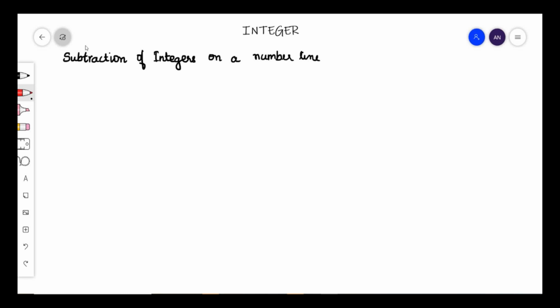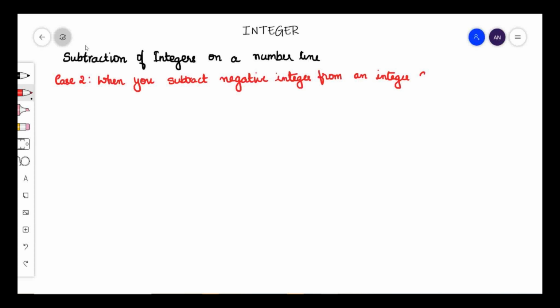Okay, let us now see case 2. Case 2 is when you subtract a negative integer from any integer: always move to your right. Okay, let us take an example for this.